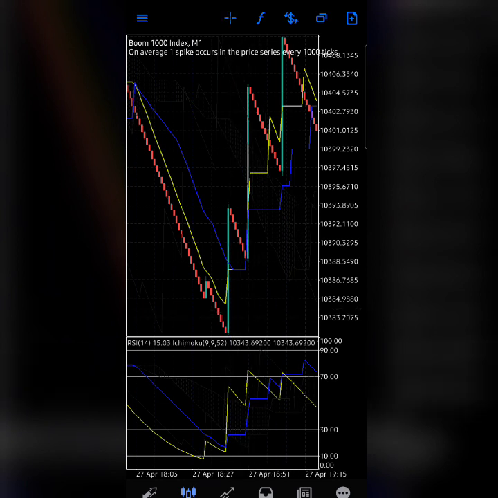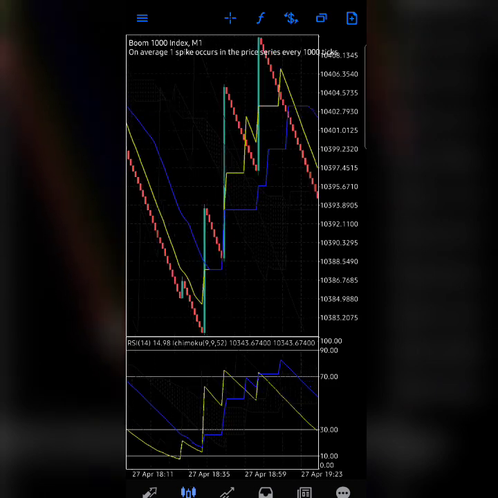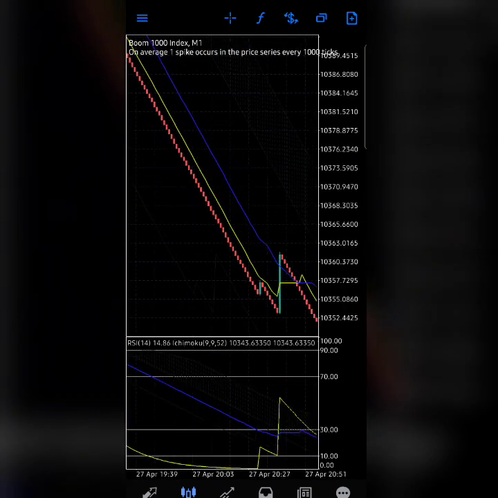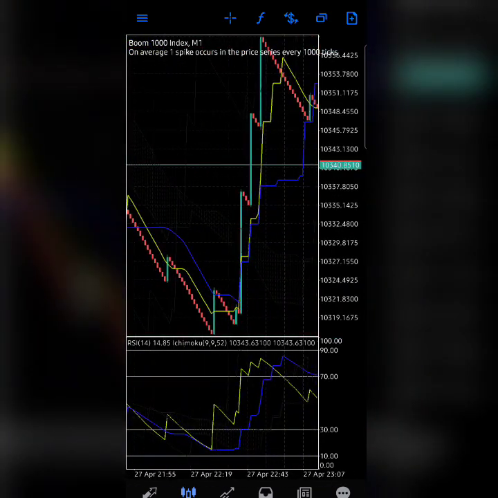So after taking that spike and it booms out, you just wait for the market to come and settle at this point, and then you go in for a sell. So you see, it's quite an easy, let's say, easy formula. Let me put it that way.